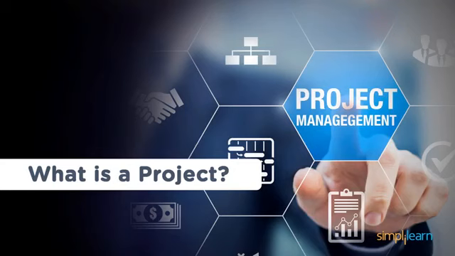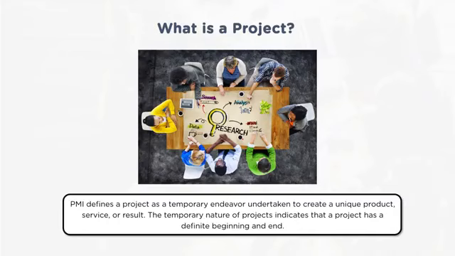Now let us understand the definition of a project. So what is a project? PMI defines a project as a temporary endeavor undertaken to create a unique product, service or result. The temporary nature of a project indicates that a project has a definite beginning and end. When I say unique product, it means that while you may be producing similar products with the same features and functionality, the output of every project is unique because it is unique in terms of all the 6 constraints we just discussed.